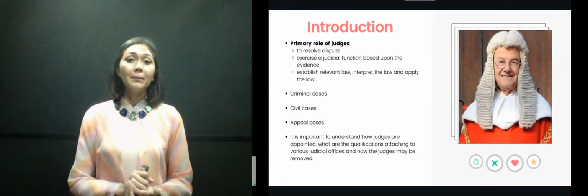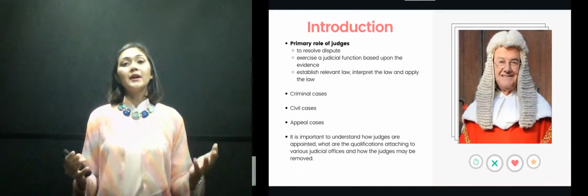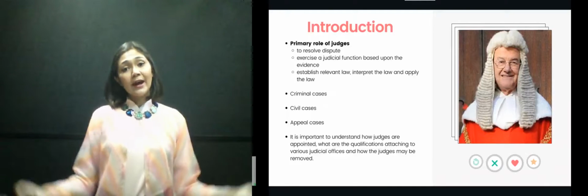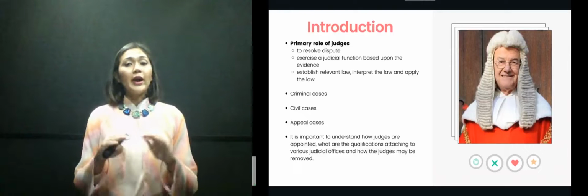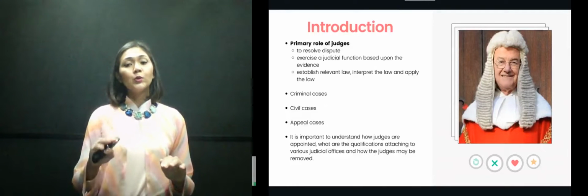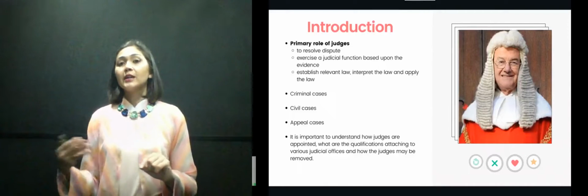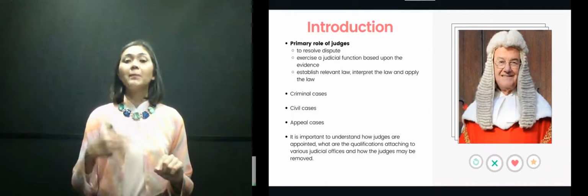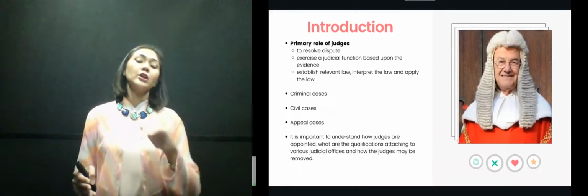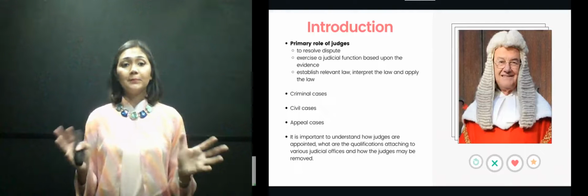When it comes to appeal cases, judges no longer listen to the facts of the case because the judge at the lower court has already looked at the entire facts of the case. So at appeal level, judges will only look at the application of the law, whether or not the judges at the lower courts have applied the law correctly, or whenever there's ambiguity. The courts at the appeal level will look at it in a different way.